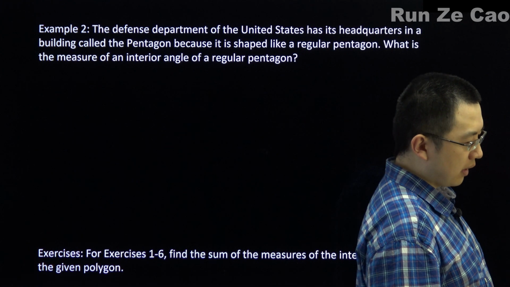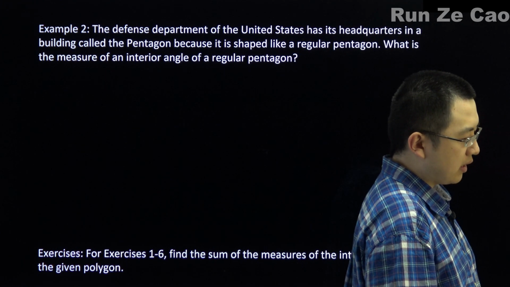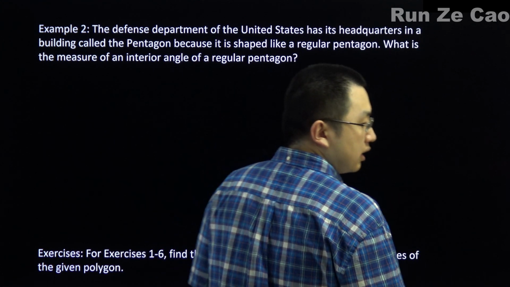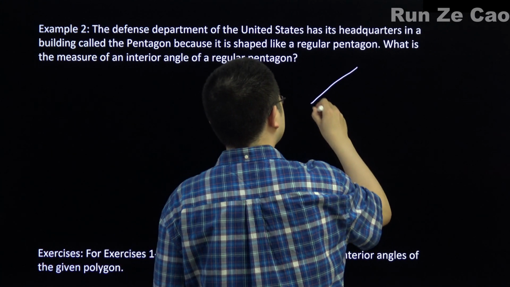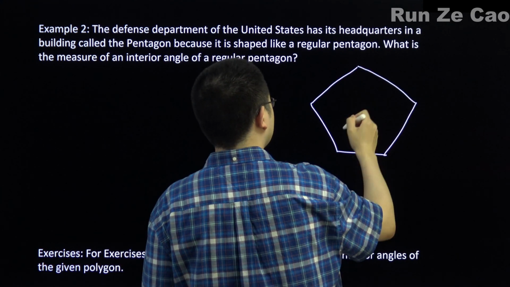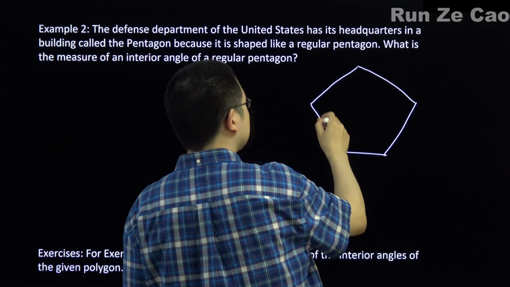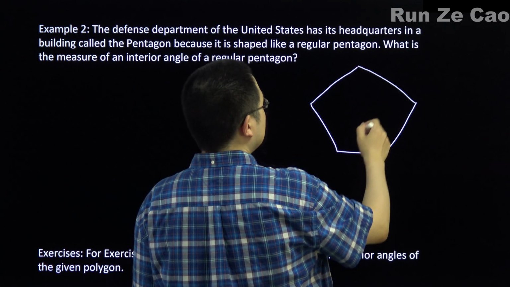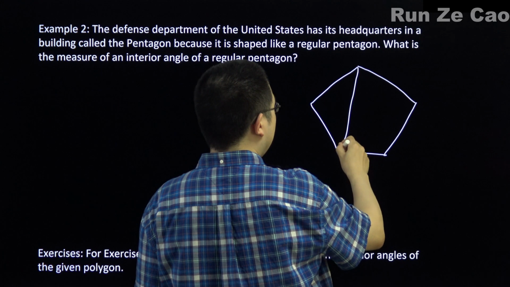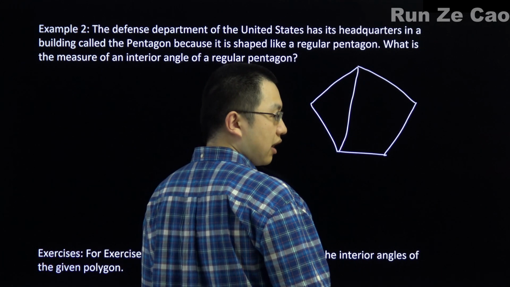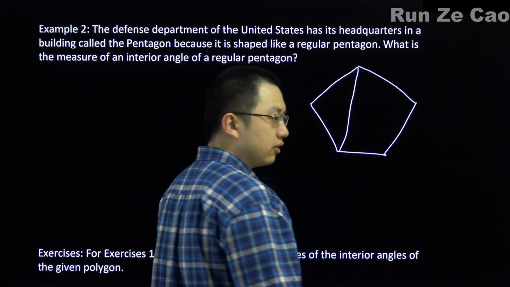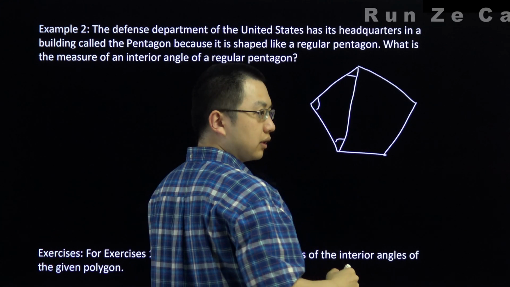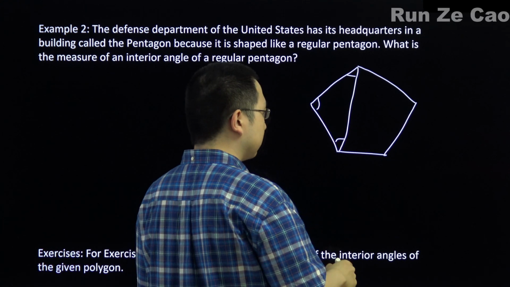The Defense Department of the United States has its headquarters in a building called the Pentagon, because it is shaped like a regular pentagon. What is the measure of an interior angle of a regular pentagon? So, take two neighboring sides that aren't flexed inward or something, and draw a diagonal between them that does not go outside the shape itself. That is how you can make sure that all of your triangle's internal angles are part of the internal angles of the overall shape.